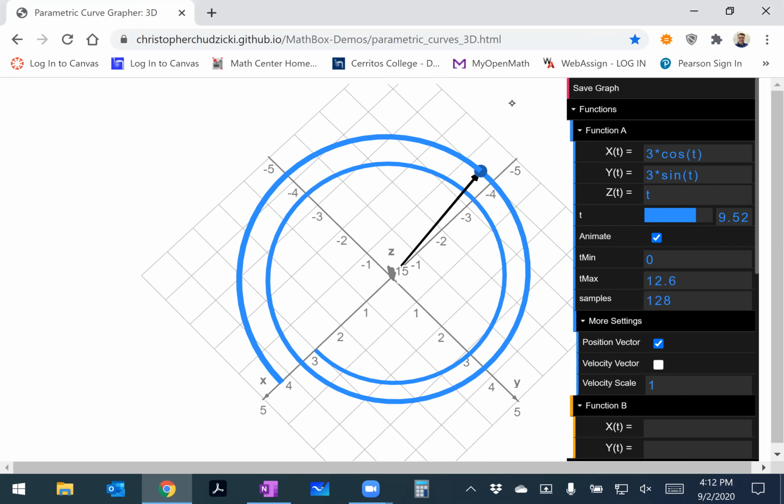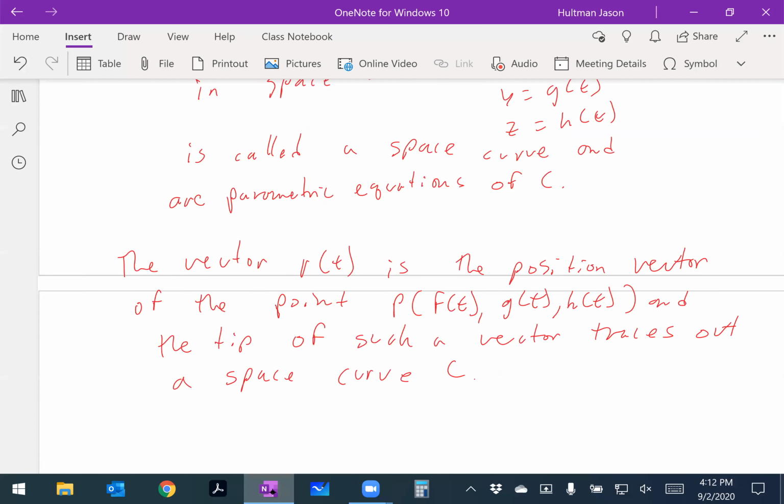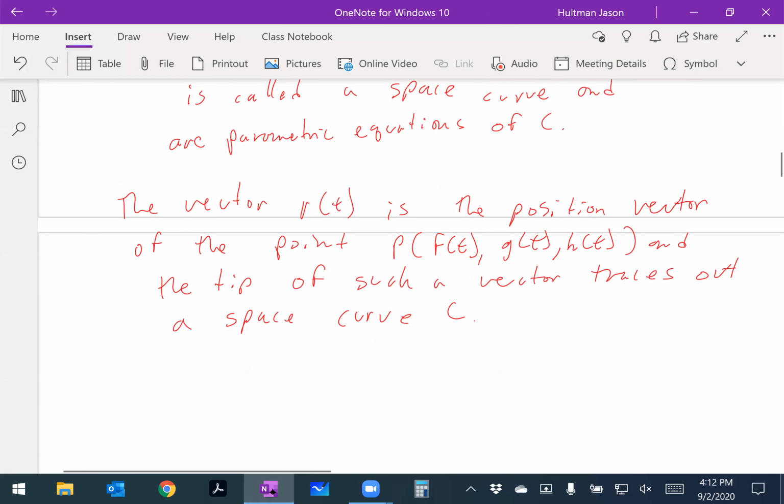Okay, so enough of playing around with that. Let's go back here. Okay, so that's a space curve. Does that make sense? That's the idea behind the space curve. It's a curve in space.